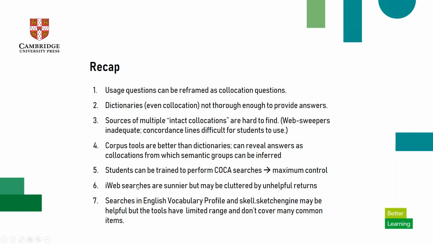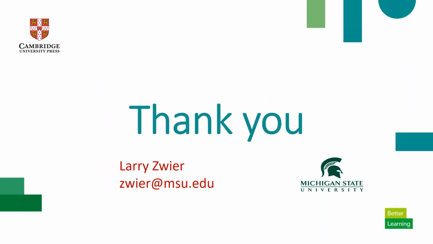iWeb searches, the one that had the display with the nice collocational table. It's sunnier, but its returns are unhelpful. And English Vocabulary Profile and Scale Sketch Engine are helpful, but they have a very limited range. Now, I'm very sorry that we don't have time to explore this any further, but I think we've got a few more minutes for questions.